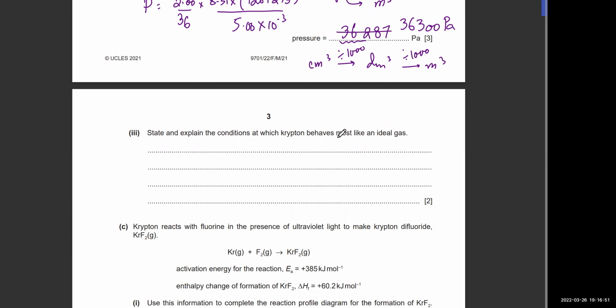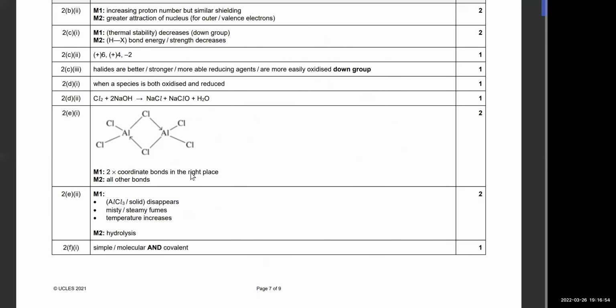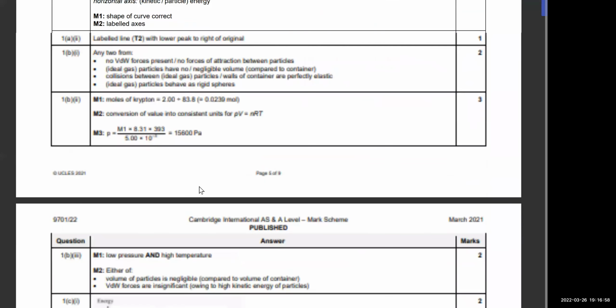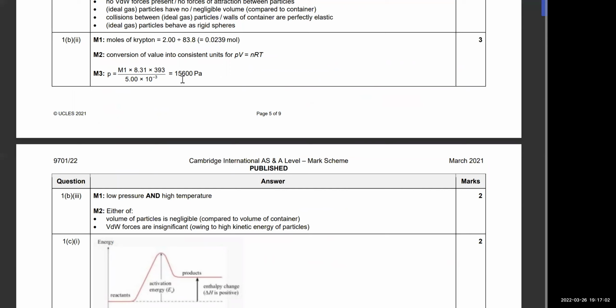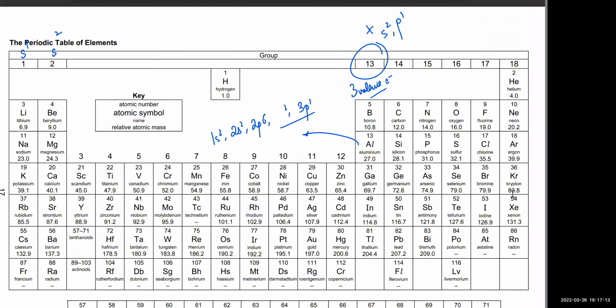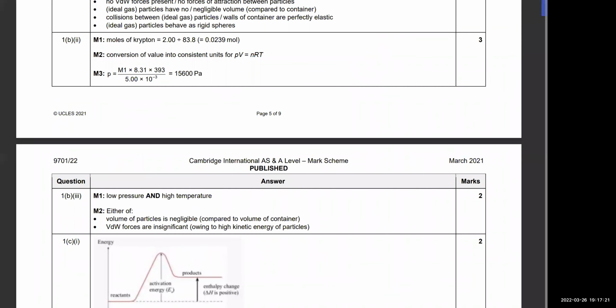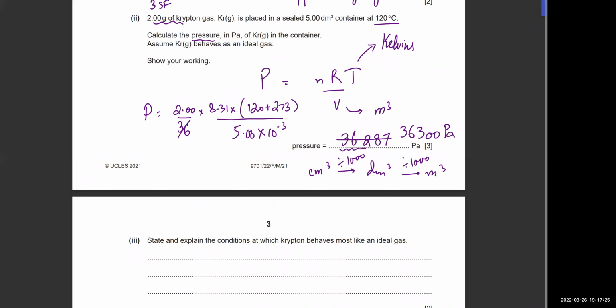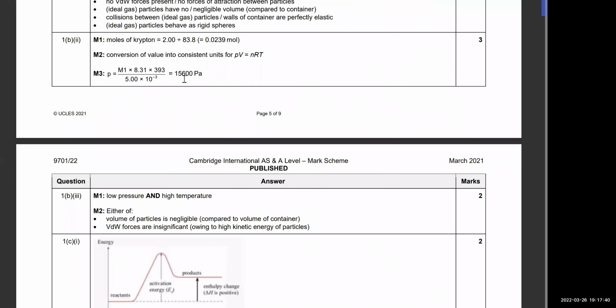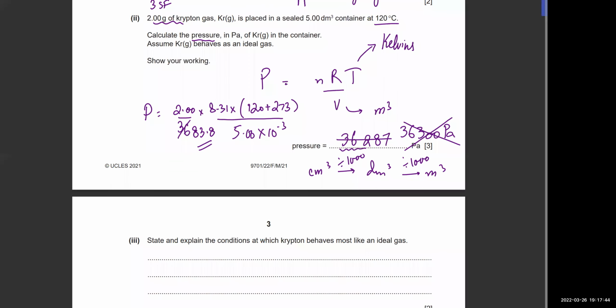Then I guess Dan explained the condition. So did you check the answer? They're giving 156. What did we do wrong? Sir, the Mr is 83.8. For krypton? I just said 36. No, 36 was the proton number. It's 83.8. We took that incorrectly. So is this clear? All of this is wrong. So anyways, we're going to get 156,000 Pascals. Let's have the next one.